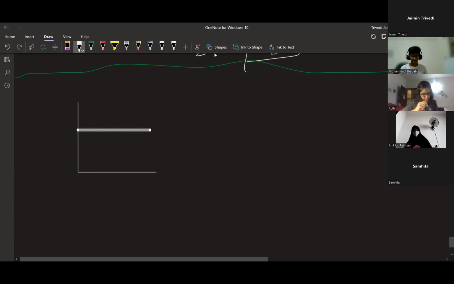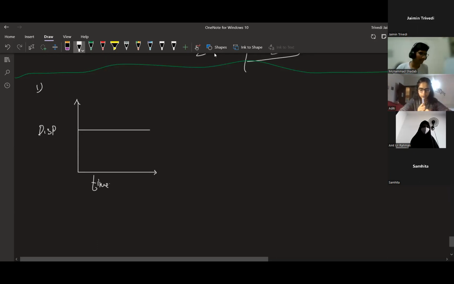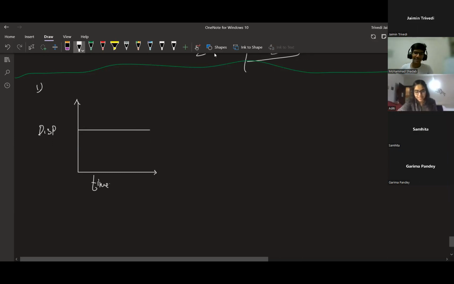Now, what will this graph show here, if I say displacement and time? Velocity? Okay, velocity fine, but what does it say if I'm drawing a straight line on this? Oh, okay, displacement, sorry, and time. What does that mean? It's linear motion, uniform motion. So it's at rest.